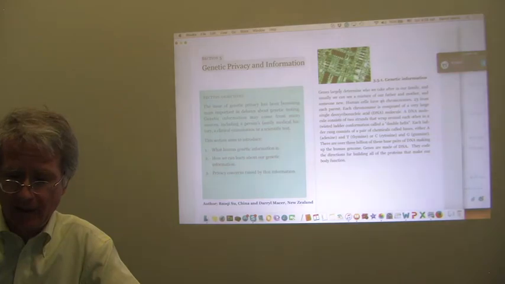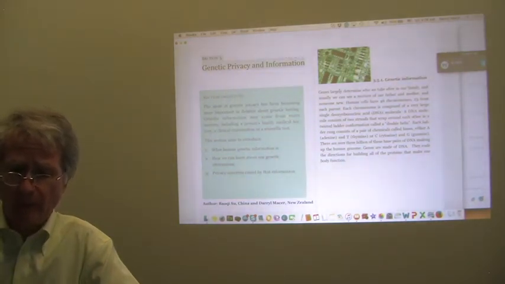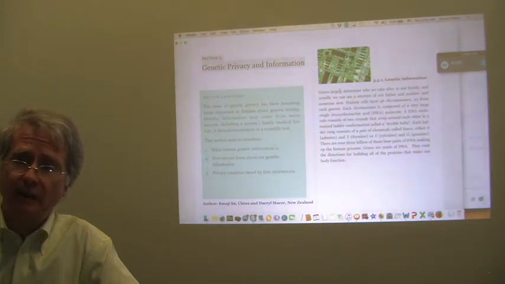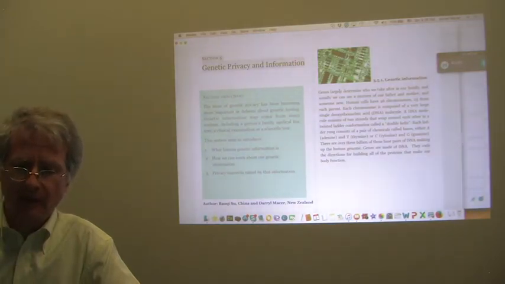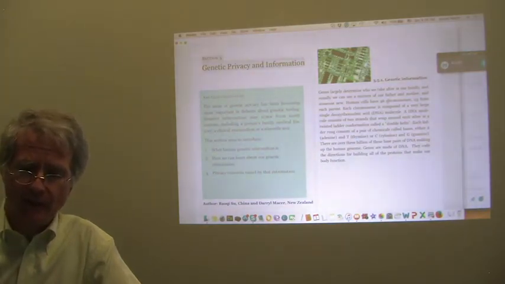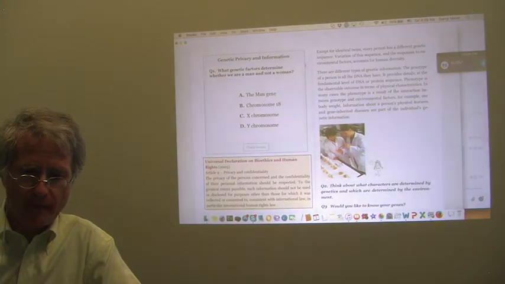Genes are made of DNA. They code the directions for building all the proteins that make up our body function, and they also code for many different RNAs. So the RNAs and the proteins together make us who we are.